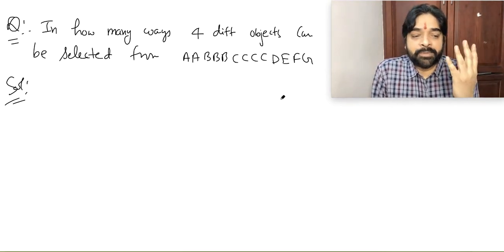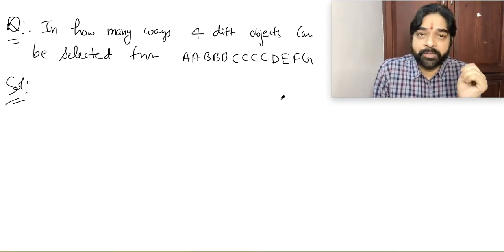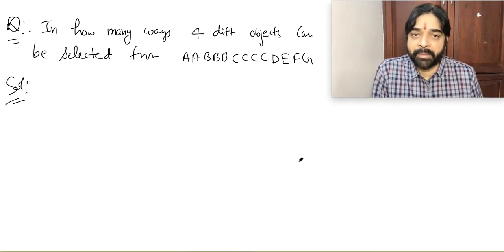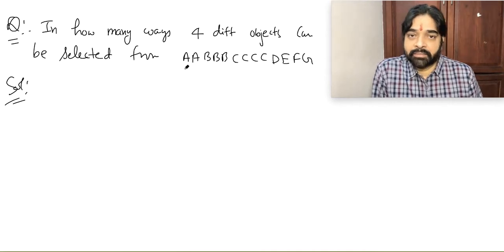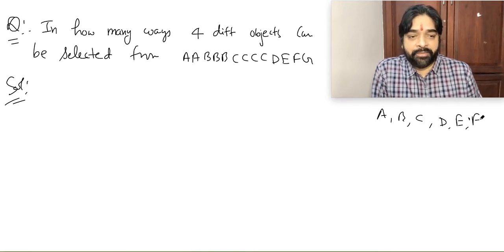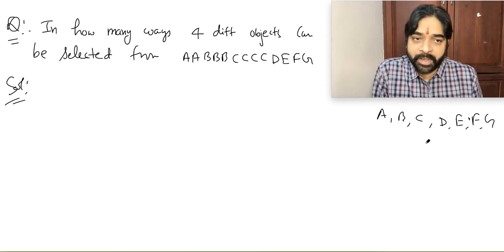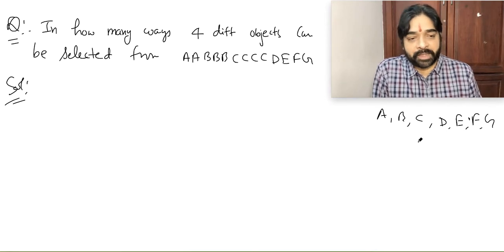I have to select 4 objects. 4 objects, okay. But 4 different. First I will decide how many different objects I am having. I am having A, 1A, 1B, 1C and D, E, F, G. Total 7 different objects are there. Out of these 7 different objects, I have to select 4 objects. Answer: 7C4.